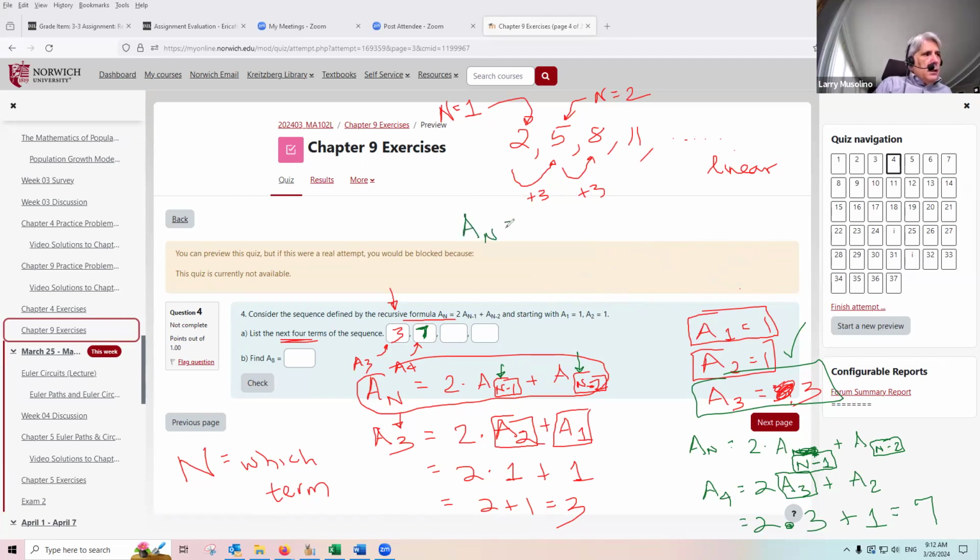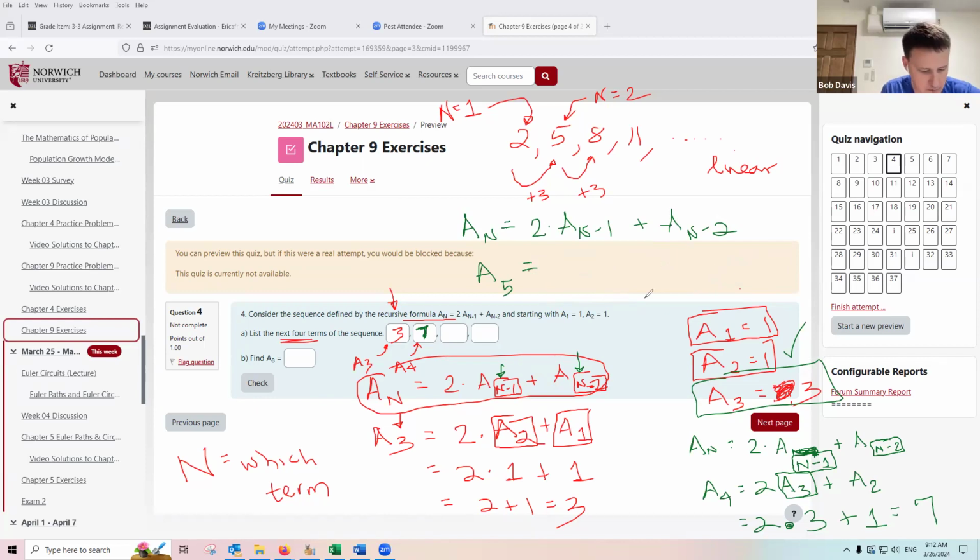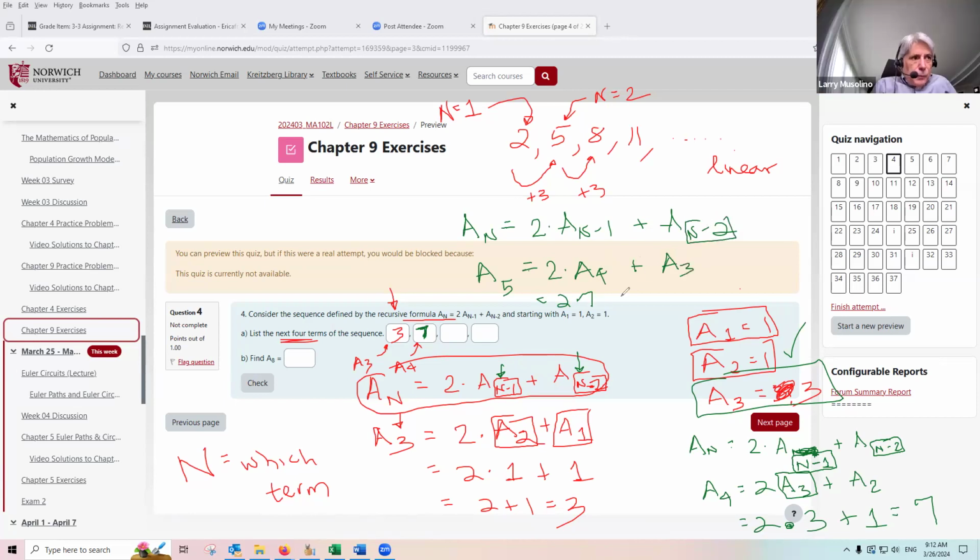a sub n equals 2 times a sub n minus 1 plus a sub n minus 2, and now we're trying to figure out a sub 5. Okay, so it would be a sub n equals 2 times, so we're on a sub 5, so a sub 4, which would be 7. So 2 times 7 plus 3. You got it. So 14 plus 3, 17. Nice. Yep, exactly. So 17.